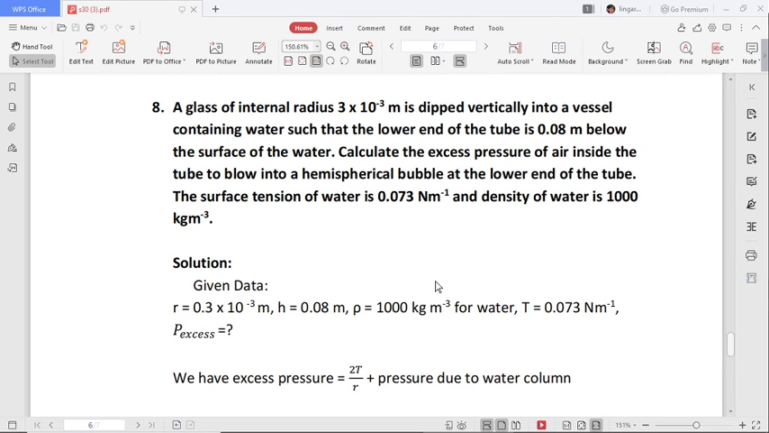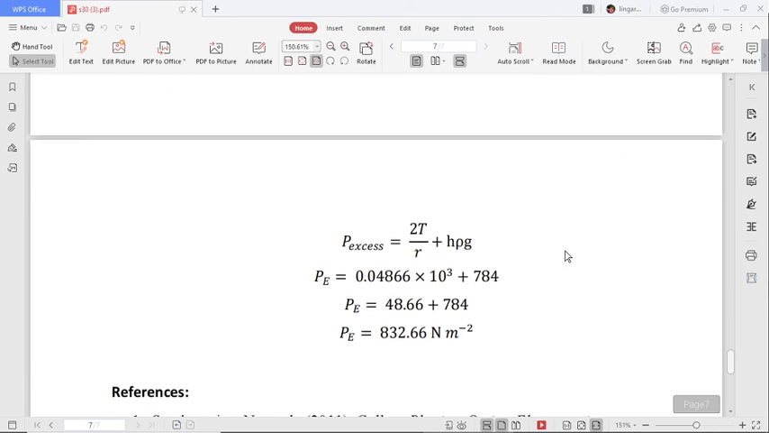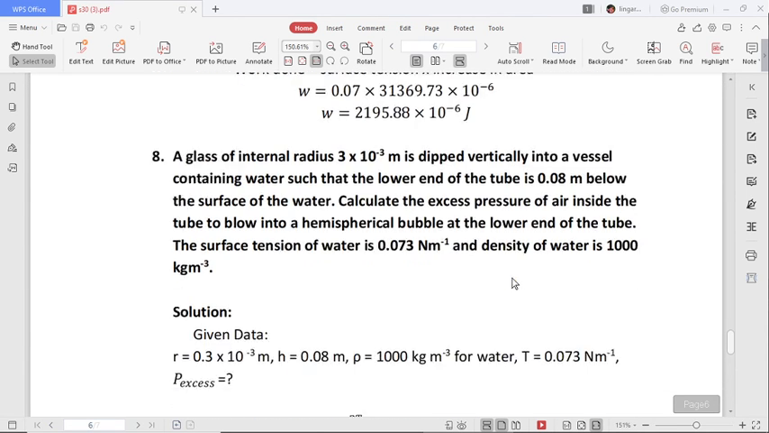Now let us write the given data. R is equal to 3 into 10 to the power minus 3, height h is equal to 0.08 m, density is equal to 1000 kg per meter cube, and surface tension of water is 0.073. Then we have to calculate how much excess pressure. The excess pressure is equal to 2T by R plus the pressure due to the water column, that is 2T by R plus h rho g. Substituting the values, the excess pressure we get is 832.66 Newton per meter square.